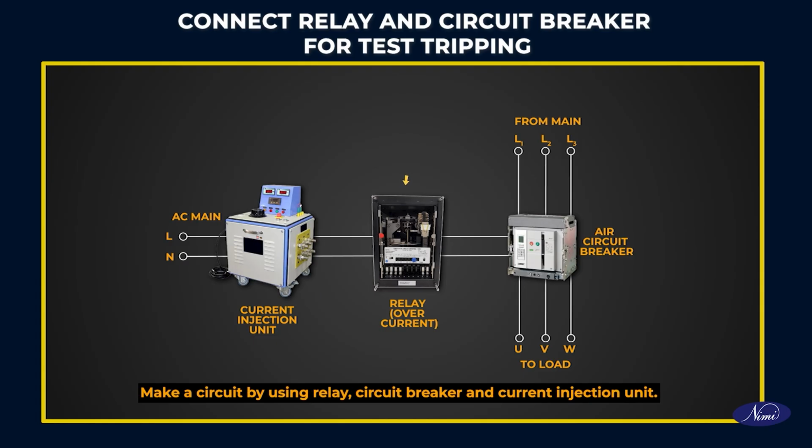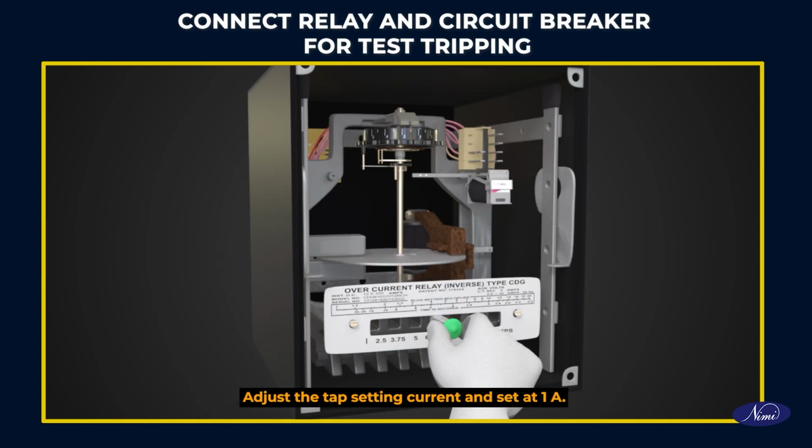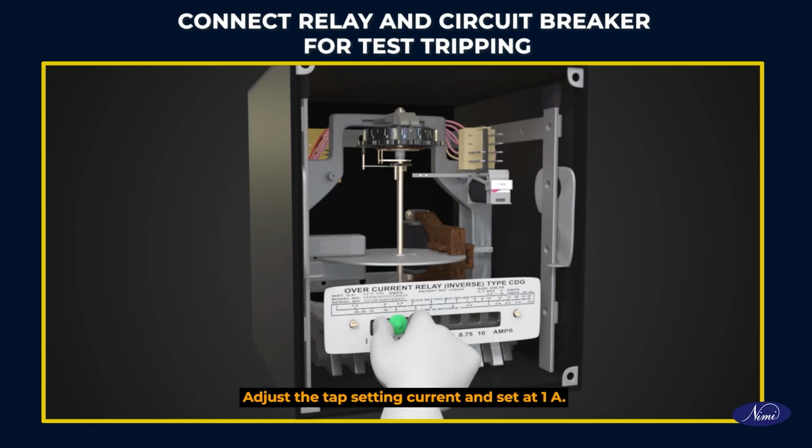Connect relay and circuit breaker for test tripping. Make a circuit by using relay, circuit breaker and current injection unit. Check and verify the connection by the instruction manual. Adjust the tap setting current and set at 1 ampere.